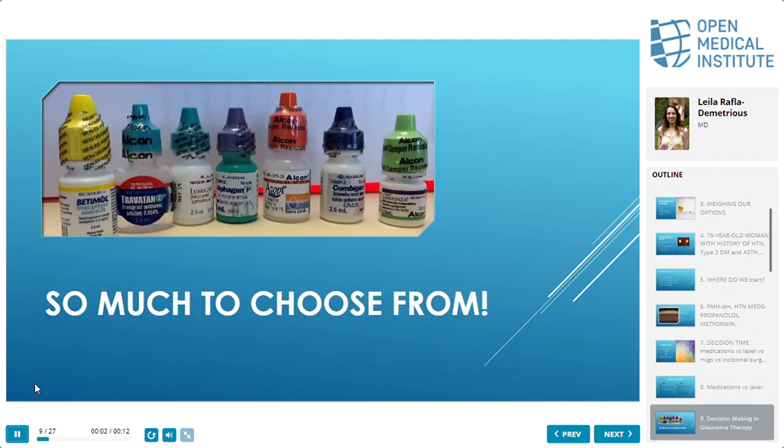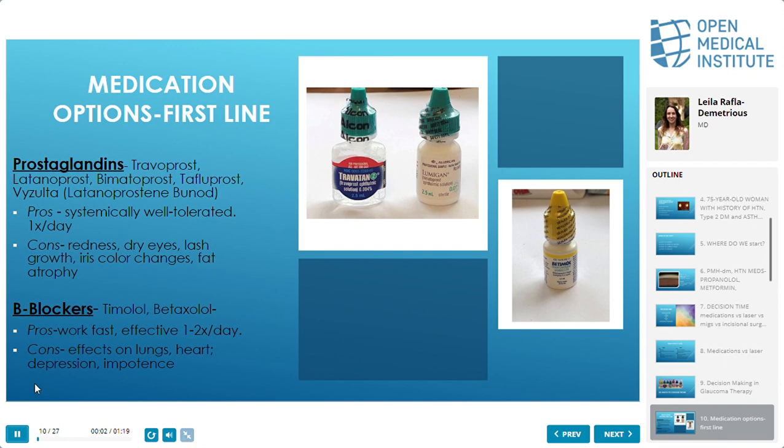So in her case, she did not want to do a laser. So she said, okay, I want to take eye drops. I said, okay. So we have so many eye drops to choose from. So where do I make a decision? How do I start? So the first line medications are generally either a prostaglandin or a beta blocker eye drop.